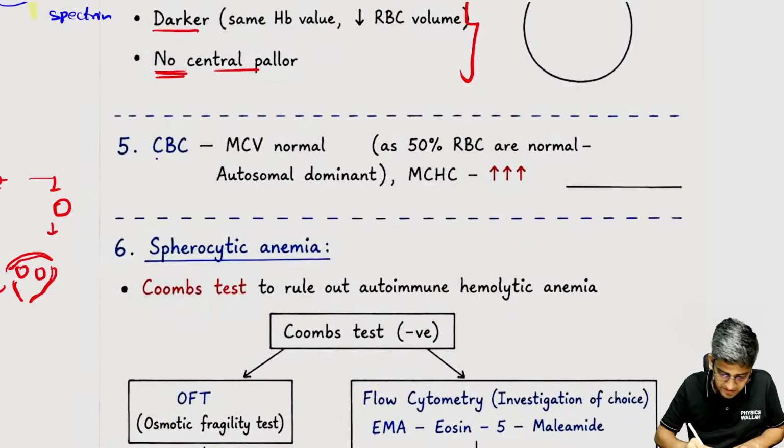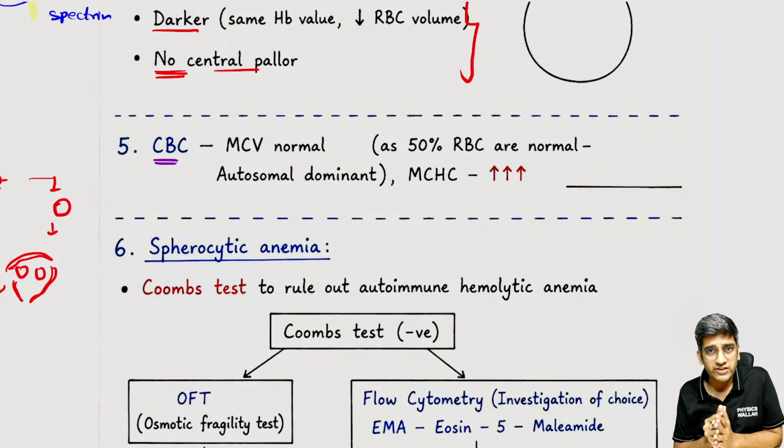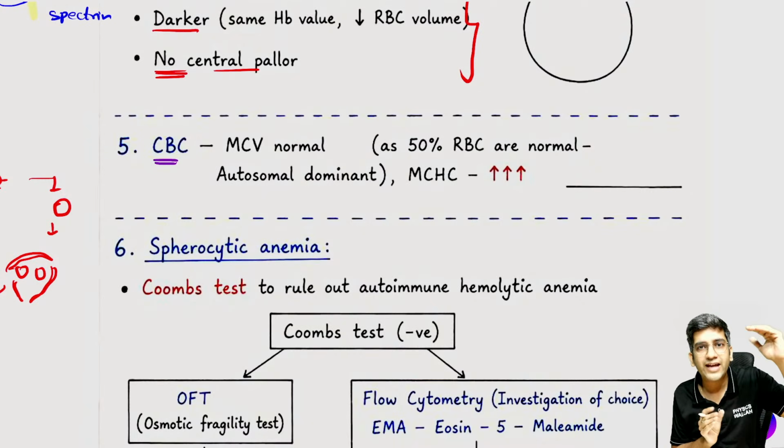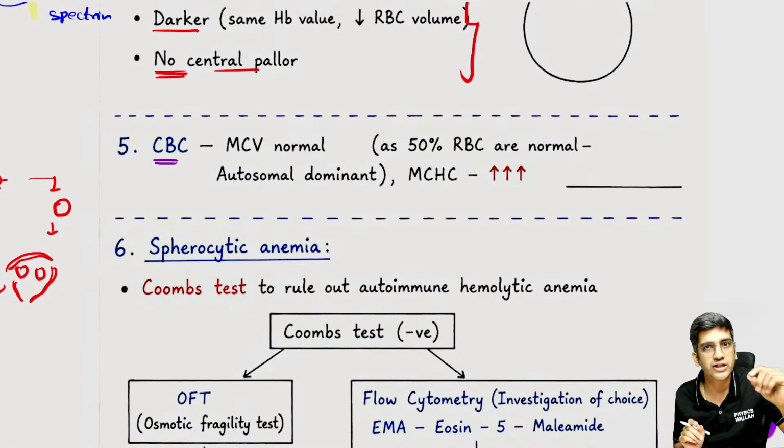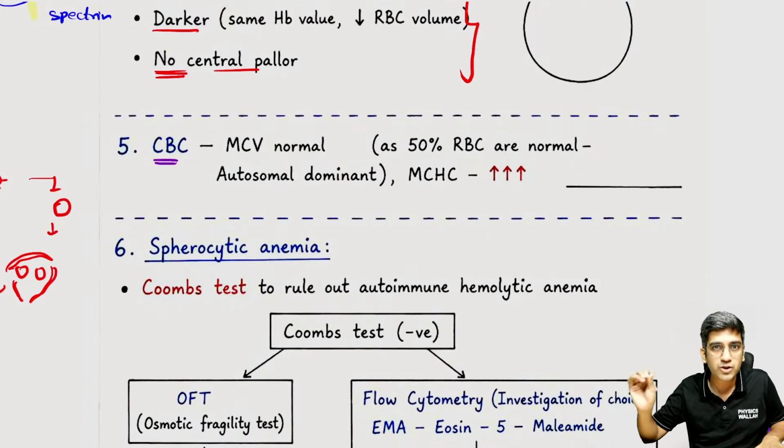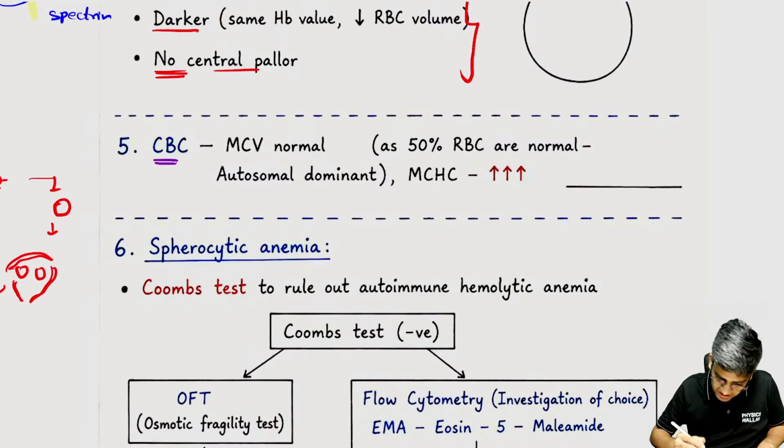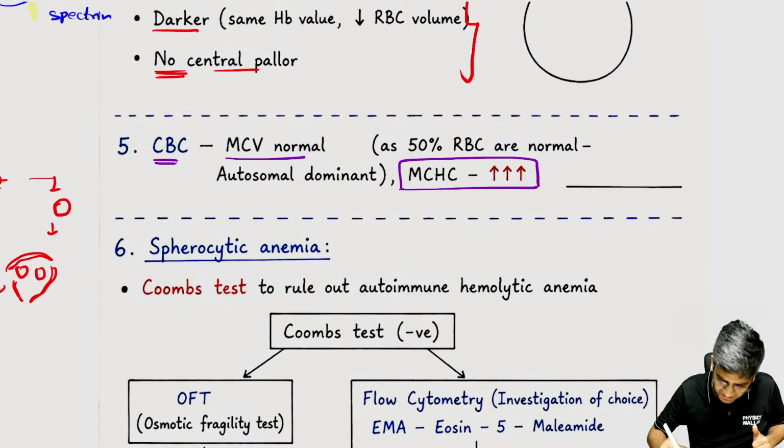Fine. CBC is by default an important investigation, if you want to extend the pages, right? Hemoglobin will be reduced, WBC will be normal, platelet will be normal. If you don't want to waste time, just go to the important point. With respect to your MCV, it will be normal in hereditary spherocytosis. The most important thing for me is MCHC.